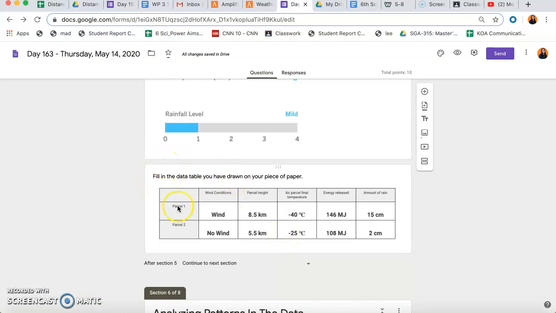Press pause, fill in the next row of your data table. For the no wind condition, the air parcel height was only 5.5 kilometers. The air parcel final temperature was only negative 25 degrees Celsius instead of negative 40. There was less energy released, 108 megajoules, and the amount of rain was only 2 centimeters.